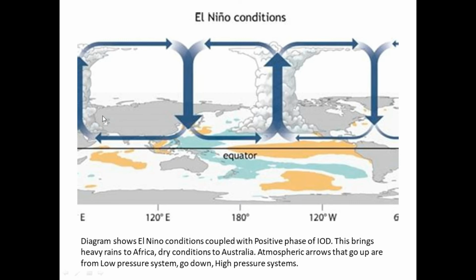And here's that low pressure system, right? Updraft, low pressure system. Lots of rain here in Africa and the Indian subcontinent. And this low pressure is going to bring wet conditions to the southwest.